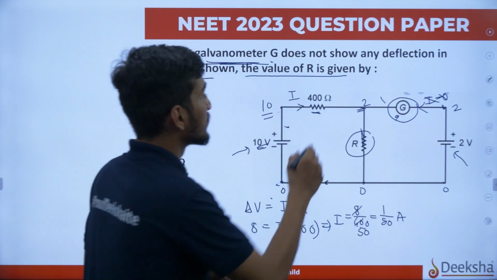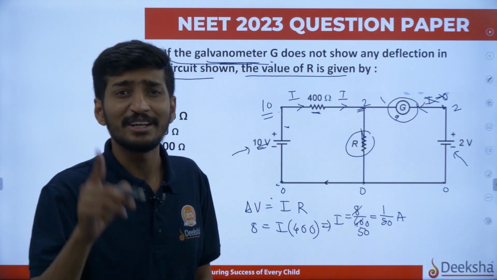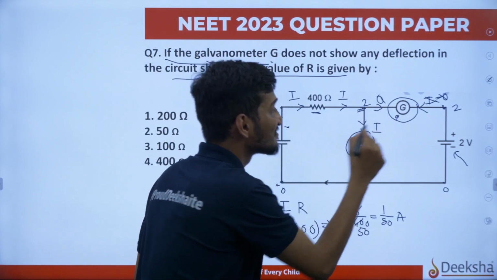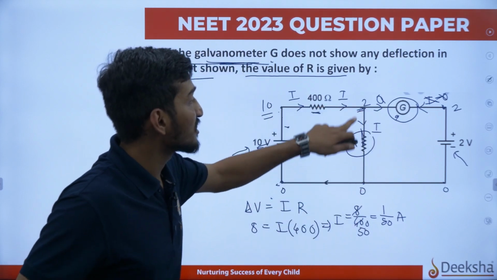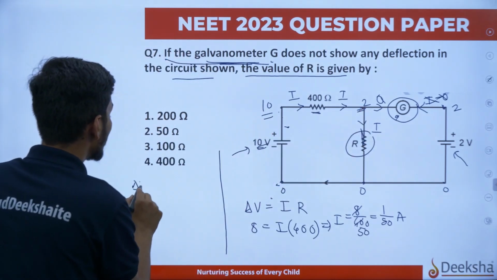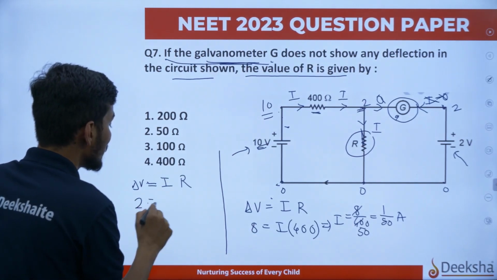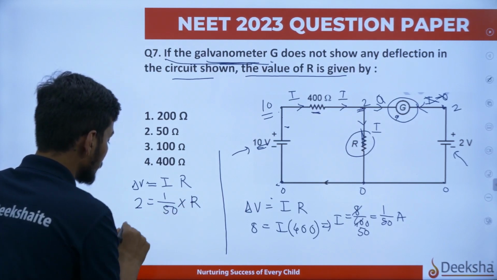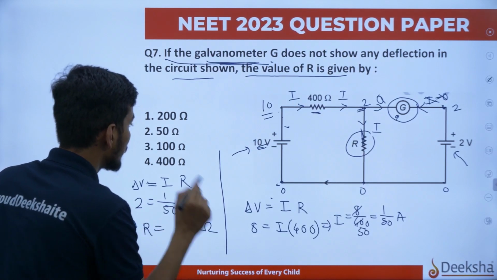Here's the master stroke now. This current comes in here. How much of it goes to the galvanometer? Tell me. 0. Correct? So all of it goes here, isn't it? All of this goes here. What's the potential difference here? Potential difference here is 2. So let's do it here. Potential difference here, 2, is equal to I into R. So 2 is equal to I into R. And from here I get the value of R very simply. That becomes 100 ohms.